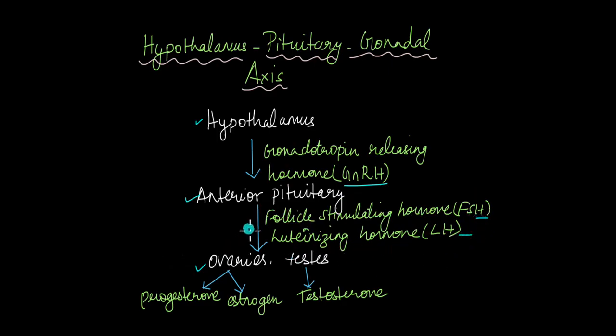These hormones travel to the ovaries and the testes in females and males respectively and cause the production of the respective sex hormones. These hormones prompt the ovaries to produce progesterone and estrogen and the testes to produce testosterone. This is how the production of the female and the male sex hormones is regulated in our body with the help of the hypothalamus and the anterior pituitary and the hormones that they produce.